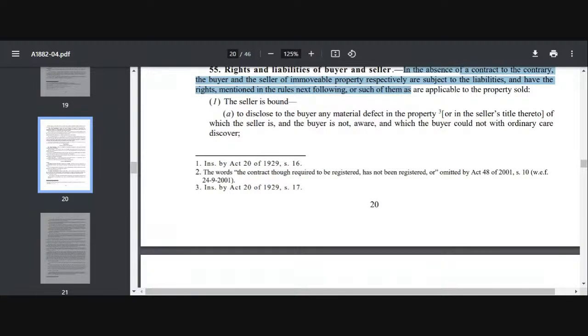तो बिफोर सेल इफ यू सी द सेलर हैज सर्टेन ड्यूटीज. एक सेलर का ड्यूटी क्या होता है बिफोर सेल. 55 में सब कुछ है. फर्स्ट इज डिस्क्लोजिंग मटेरियल फैक्ट्स इन द प्रॉपर्टी और टाइटल. If any material defect is there in the property, you have to disclose. The seller has the duty to disclose it before selling the property. He has to disclose it to the buyer if there is any material defect.